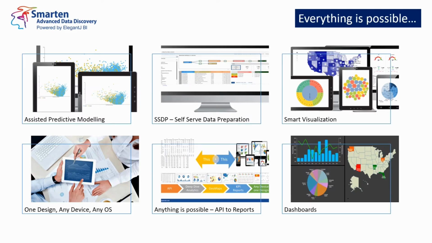So a quick word on Smarten. Smarten is an enterprise-scale advanced analytics platform which does amazing things, including assisted predictive modeling and self-serve data preparation. Assisted predictive modeling and self-serve data preparation allows you to do extremely complex analytics without writing a single line of code. And the platform also includes dashboarding as well as APIs.